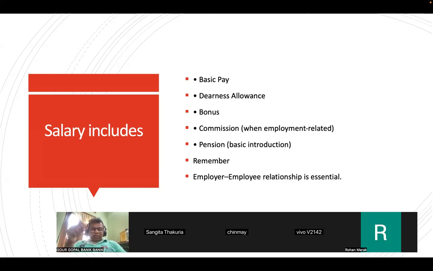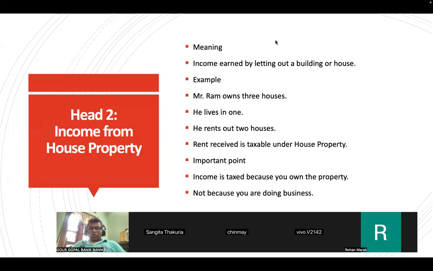This cannot be salary. This doctor is not working under you and there is no relation of employer-employee between you and the doctor. So you have to understand what is salary and what is not salary. In critical cases, there is some confusion. This is very important. So I've given you that food for thought.